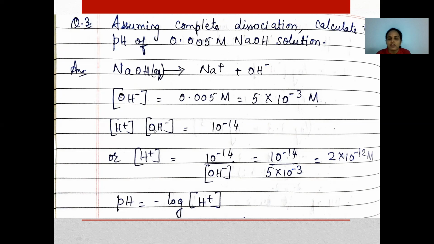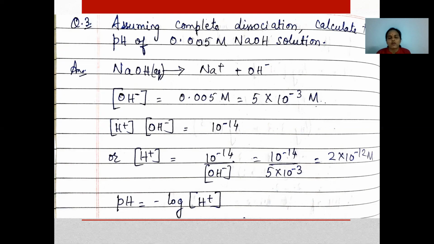Correct? Just now I told molar concentration of H plus into molar concentration of OH minus is equal to 10 raised to minus 14, or H plus ion concentration is equal to 10 raised to minus 14 upon molar concentration of OH minus. So firstly, I would like to calculate the H plus ion concentration by substituting the values. 10 raised to minus 14 divided by 5 into 10 raised to minus 3. And I get the H plus ion concentration here as 2 into 10 raised to minus 12 molar.